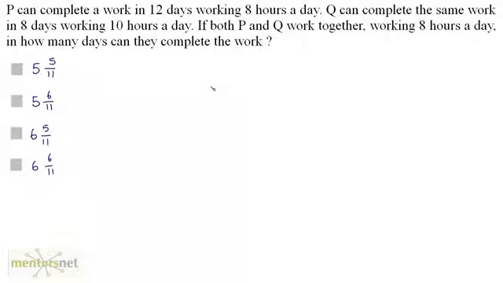P can complete a work in 12 days working 8 hours a day. Q can complete the same work in 8 days working 10 hours a day. If both P and Q work together working 8 hours per day, in how many days can they complete the work?